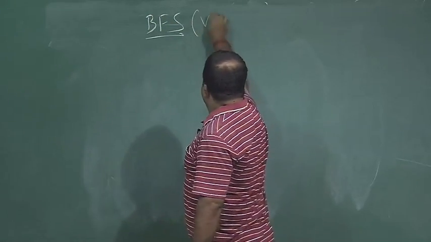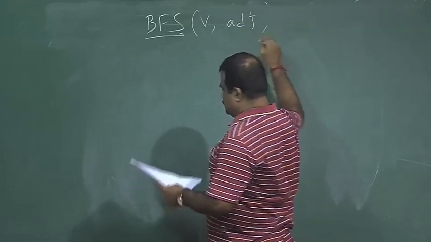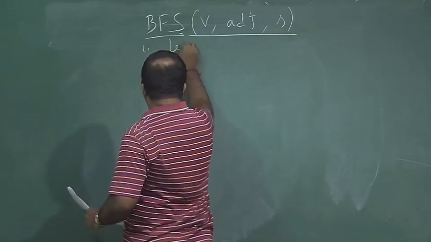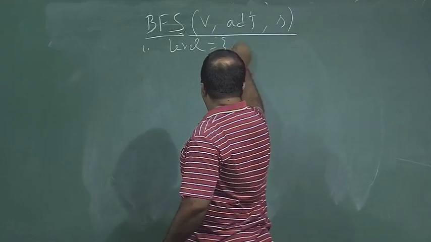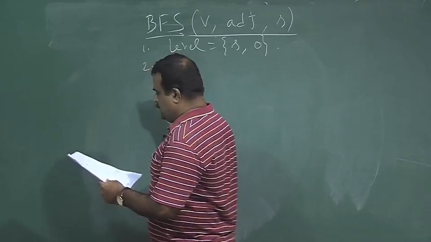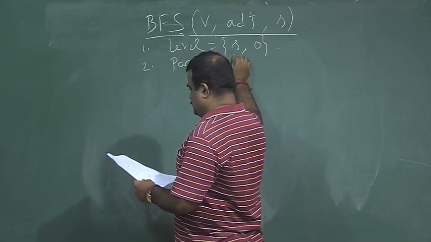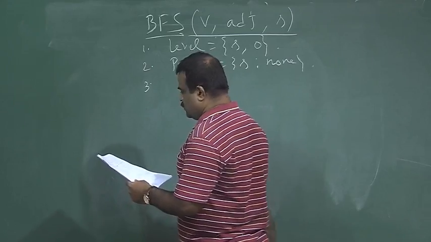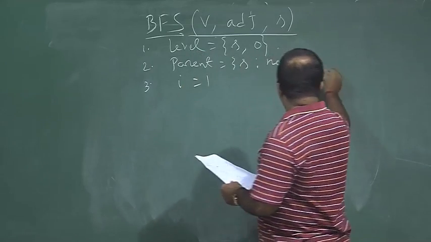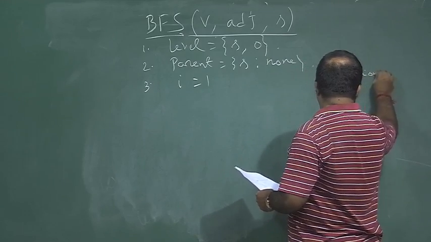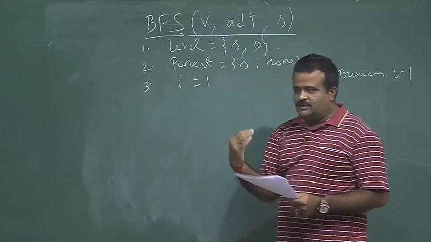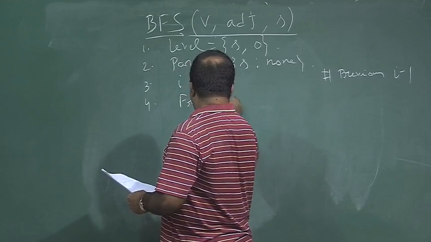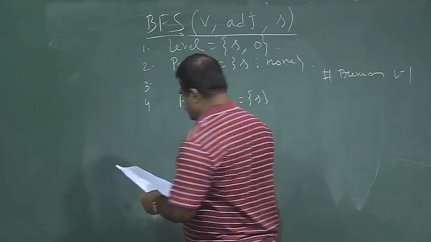So, these are the vertices, we have a graph, we have an adjacency list, and we have a source vertex. Okay. So, let me write the code. We label the source as 0, because source is at level 0, then we define parent of S as basically null, and then we start the level 1, and the previous level is i minus 1. Previous level means we start with level 0, then level 1 and so on. And then we put S in the frontier. Okay.